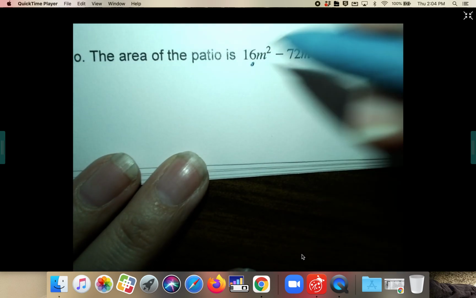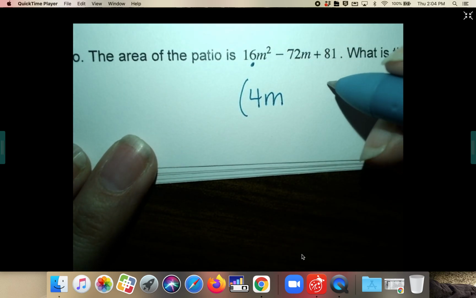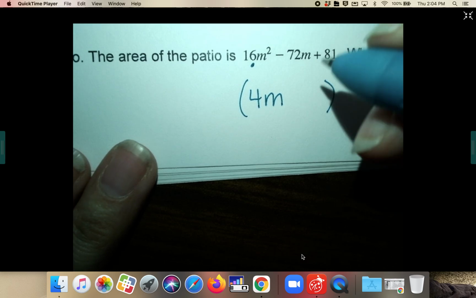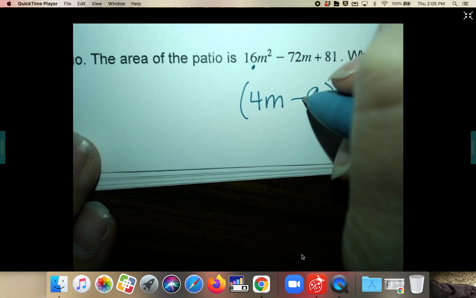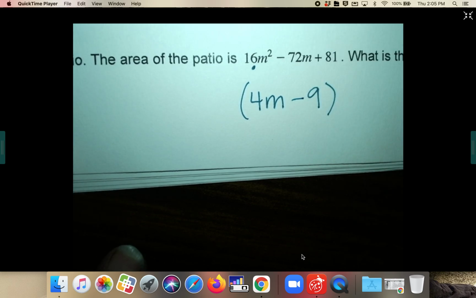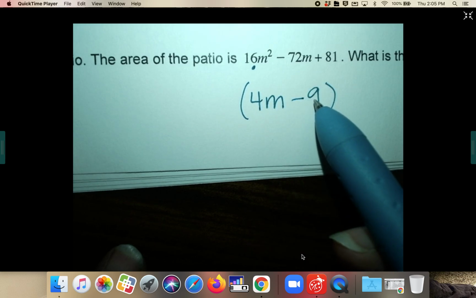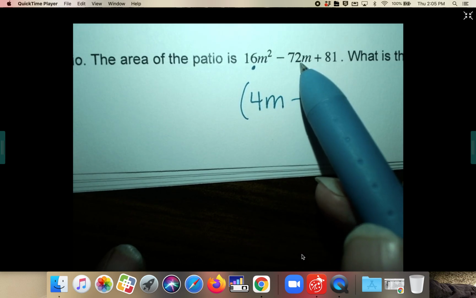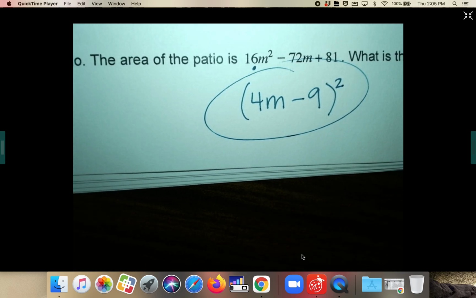Okay, I noticed that the square root of 16 is 4. Don't forget your m. And I noticed that the square root of 81 is 9. Now, I'm going to choose to put a minus because I know that a negative 9 times a negative 9 is going to be positive 81. And I know negative 36 doubled is negative 72. So this is going to be the answer.